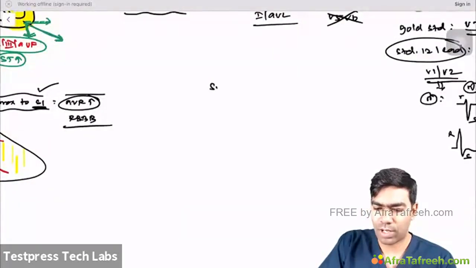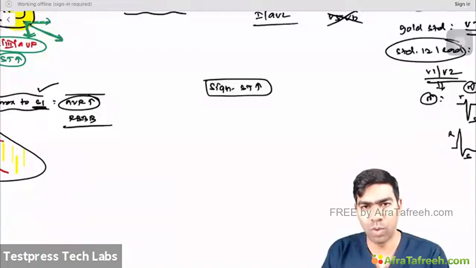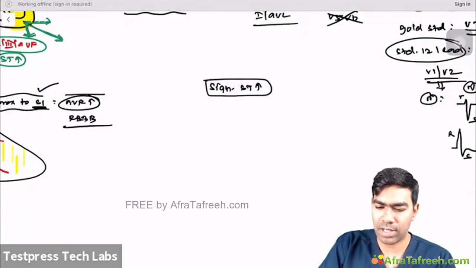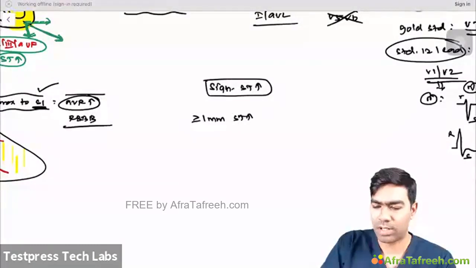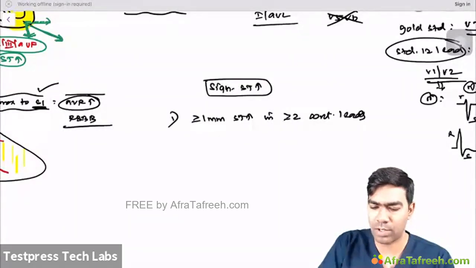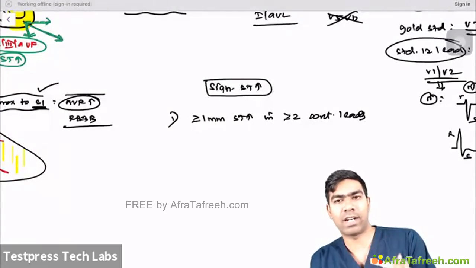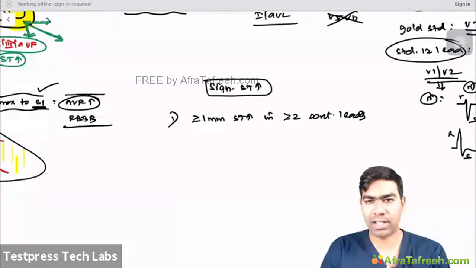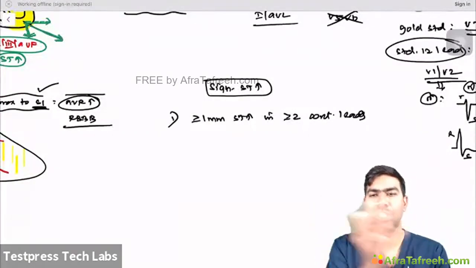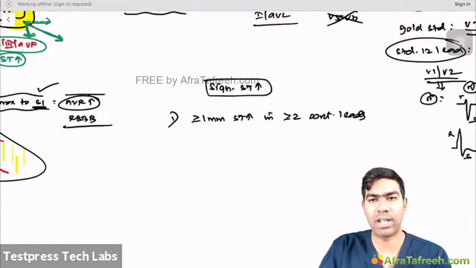If you want to know a significant ST elevation, what do you mean by significant ST elevation, and when will you diagnose it? There is a rule for that. Remember, at least more than 1 millimeter ST elevation in at least 2 anatomically contiguous leads. Inferior leads are contiguous, lateral leads are contiguous, anterior leads are contiguous, septal leads are contiguous. So you know what contiguous leads mean. At least 2 anatomically contiguous leads should be involved, with more than 1 millimeter ST elevation.